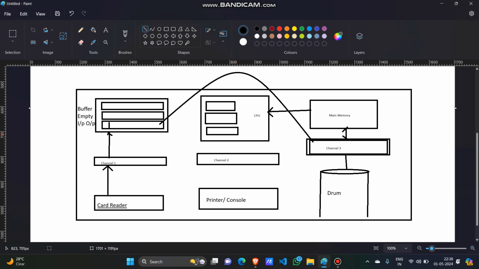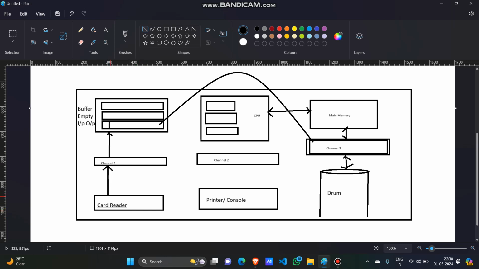CPU would perform arithmetic and logical operations. It would return us the processed output, and that output would be returned to channel 3, and that channel 3 would be sending that data into our drum. And what does this process mean? So this process means spooling, and that is input spooling. Always remember that whatever we are doing here, it is known as spooling.